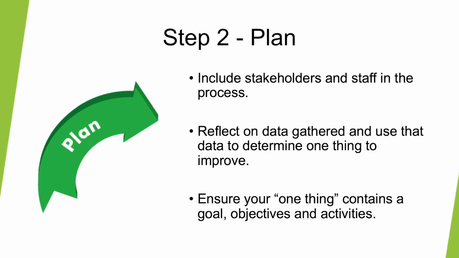The second step in the CQI process is plan. After gathering and analyzing data, you will begin the creation of your site-level improvement plan. Three things that will help you during the planning phase are: include stakeholders and staff in the planning process, reflect on the data gathered, and use that data to determine the quality standard or one thing to improve on. And make sure that that one thing or focus for improvement contains a goal, objectives, and activities to outline how you plan to improve your program quality.